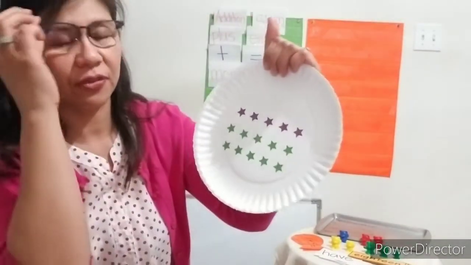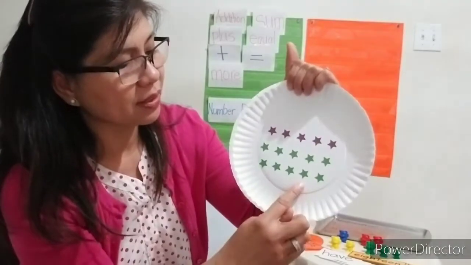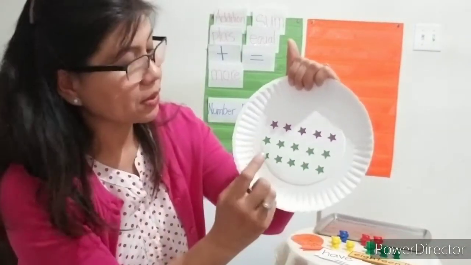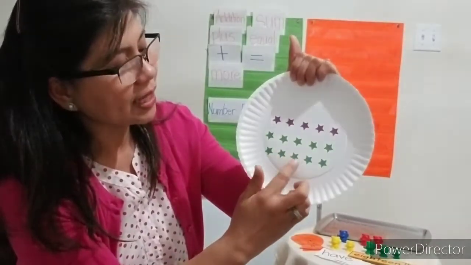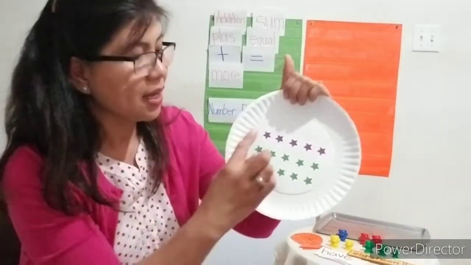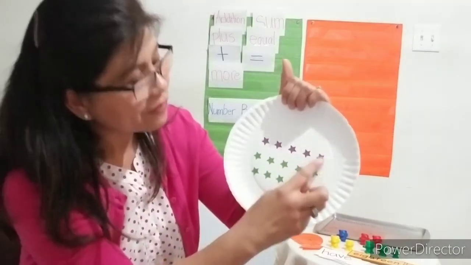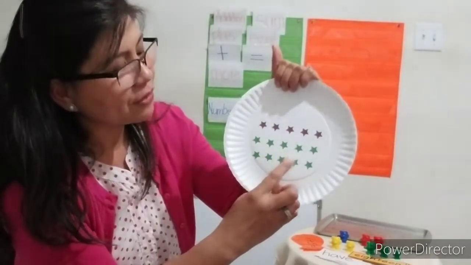This is our last one for the number bonds. We have how many purple and how many green? 1, 2, 3, 4, 5. 5 purple. Let's count the green. 1, 2, 3, 4, 5, 6, 7, 8, 9, 10. We have 10 green. So what two numbers make this whole number? Let's count the whole number. Go. 1, 2, 3, 4, 5, 6, 7, 8, 9, 10, 11, 12, 13, 14, 15.